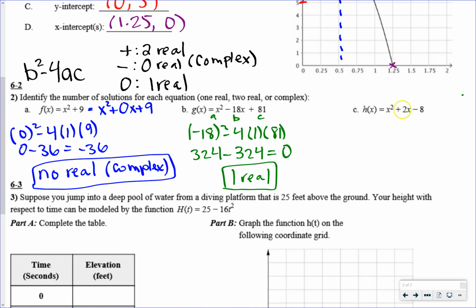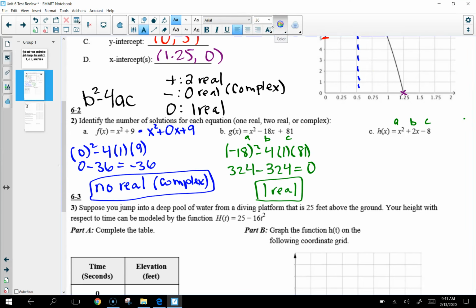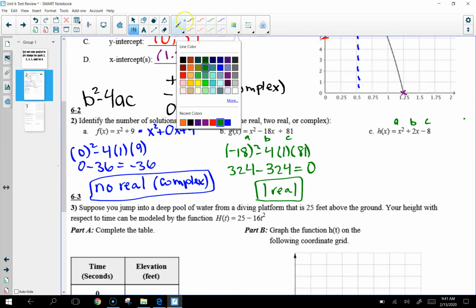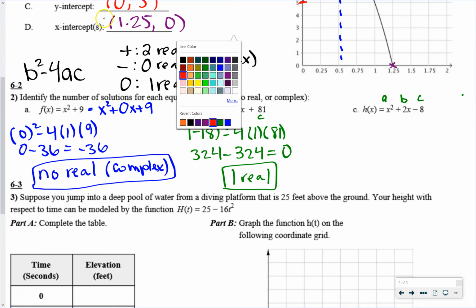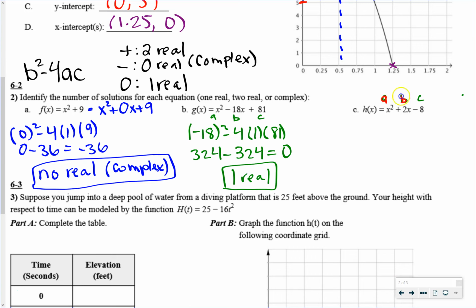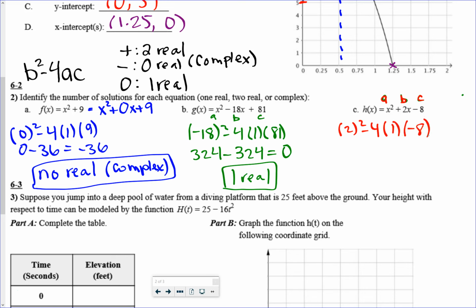All right, x squared plus 2x plus 8. I have A, B, and C. My color did not change like I wanted it to. There we go. A, B, and C. So I need B squared. So in this case, that's going to be 2 squared minus 4 times my A. Is A x squared? No, it is 1. Times my C, which is negative 8.